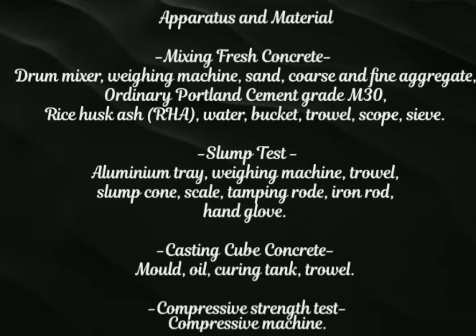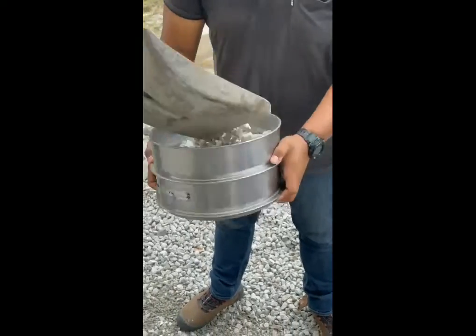For the slump test: aluminium tray, weighing machine, trowel, slump cone, scale, tamping rod, iron rod, and hand gloves. For casting cube concrete, we need a mold, oil, curing tank, trowel, and for the compressive strength test, we need a compressive machine. Fine and coarse aggregate were sieved.